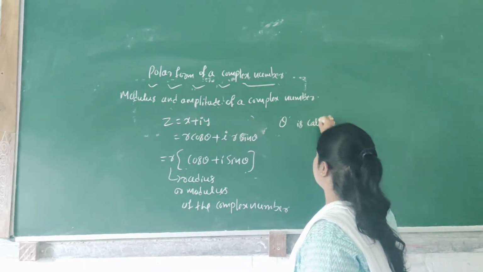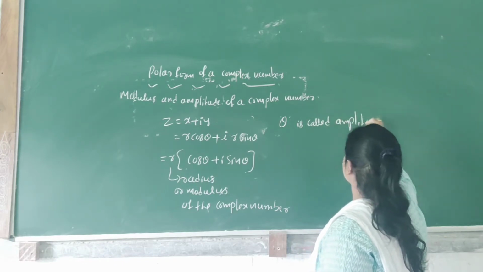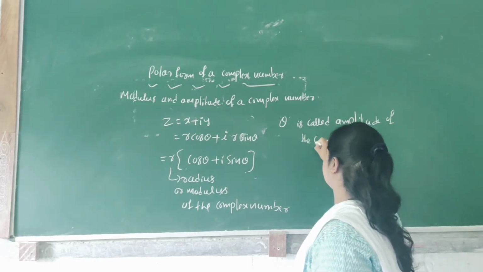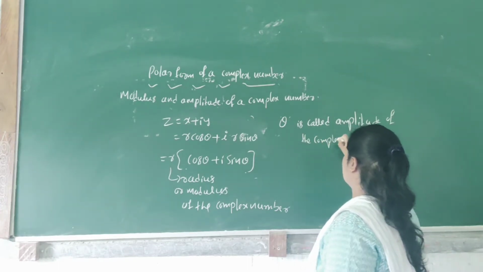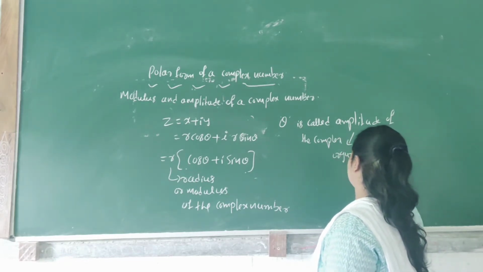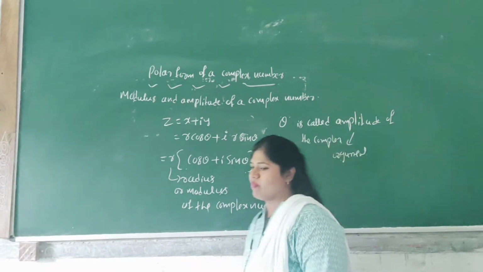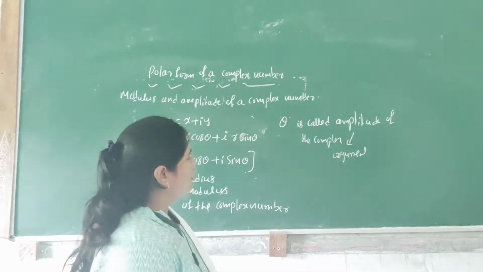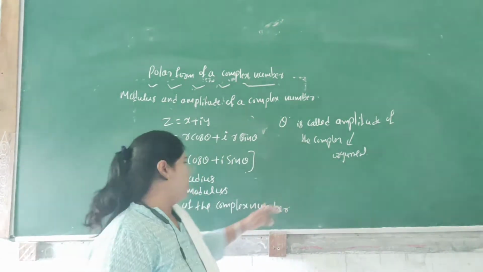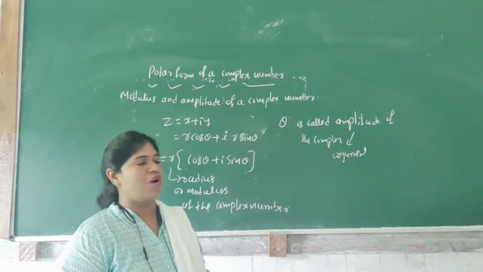is called amplitude of the complex number. So we can call it as argument of the complex number, or amplitude or argument of the complex number. Theta is called amplitude, r is called the modulus of the complex number.